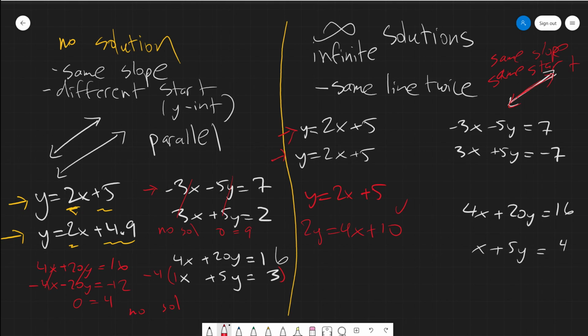In an elimination setup, it'd be the same thing. You'd be like, oh my god, everything cancels out. 3, -3, 5, -5. And then I got a 0, but oh hey, isn't it 7, -7? That's also 0. This is true. 0 equals 0 is true. So this would be an infinite solutions. And then you could be like, yeah, I get to draw this cool infinity sign.